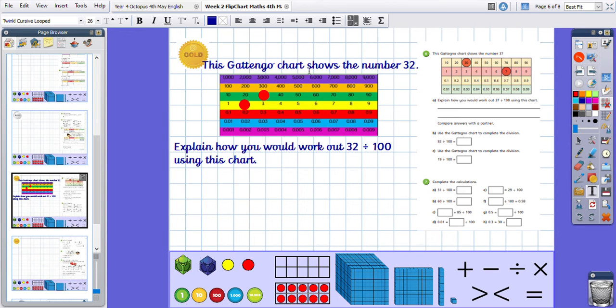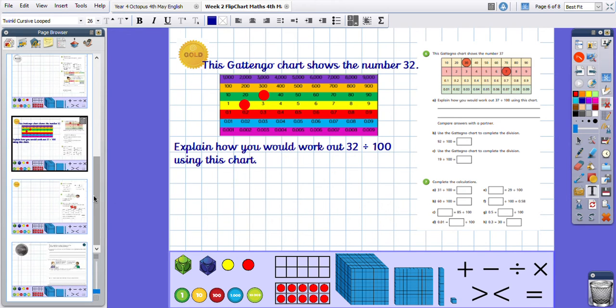This Gattegno chart shows the number 32. So looking closely, I've got a counter on the number 30 and a counter on the number 2. Explain how you would work out 32 divided by 100 using this chart. So if you're dividing by 100, thinking about how many rows you would move through to change the place value of that number. Thinking about how many zeros in our 100.